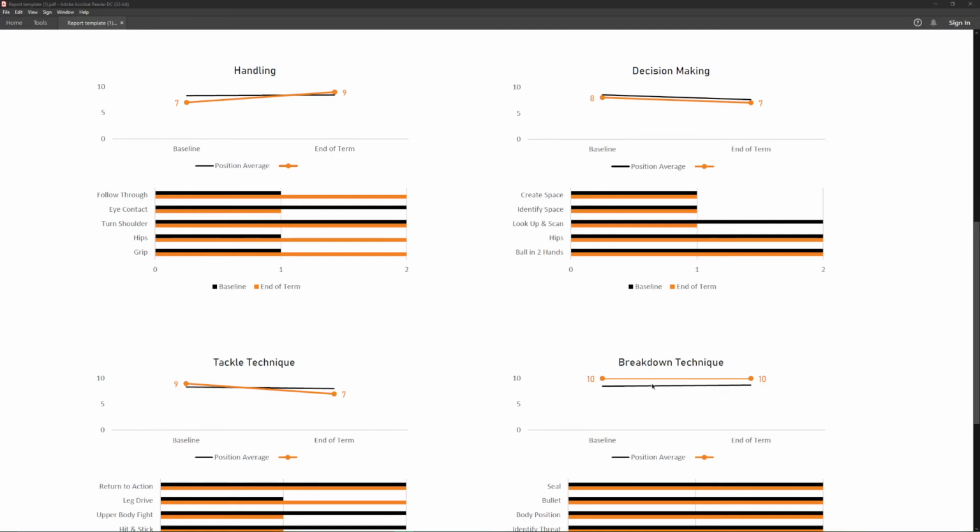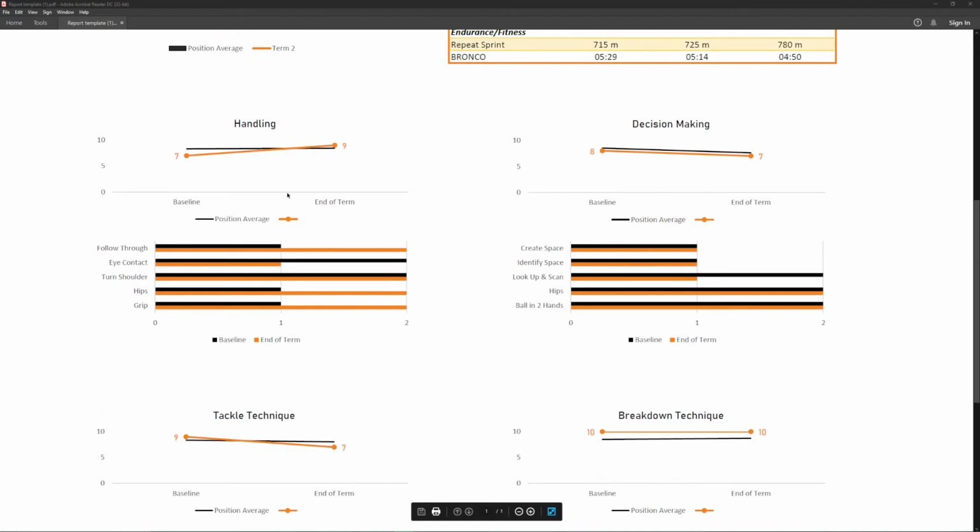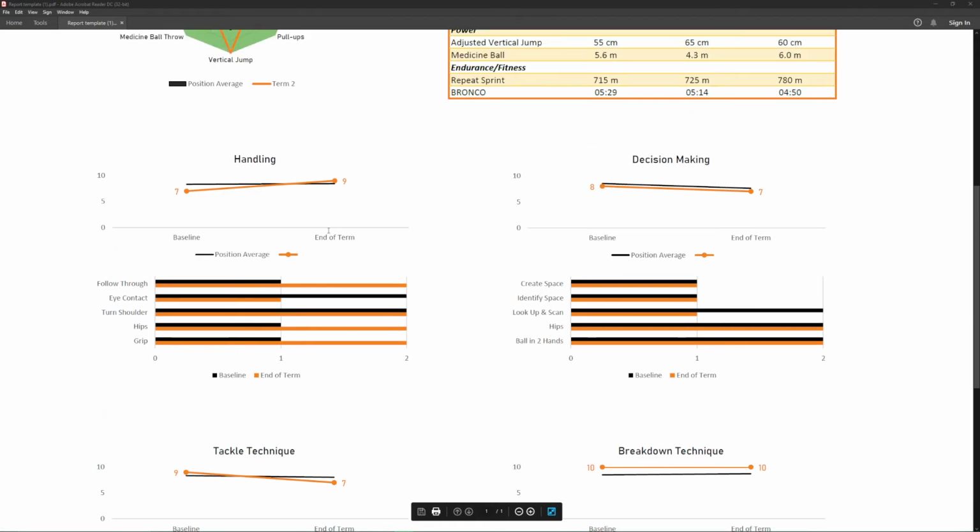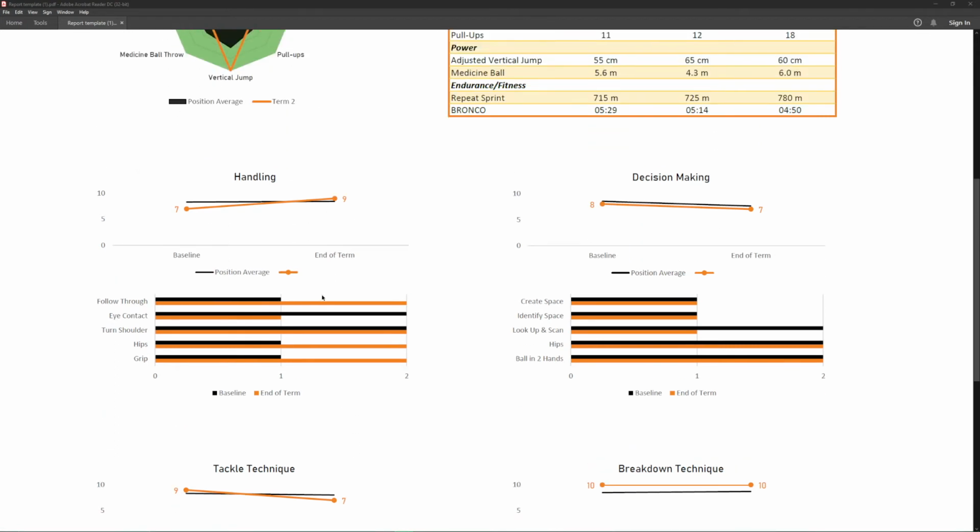These are the 4 core skills that we monitored in this term and that we placed emphasis on as we approached matches and started playing matches. So the process of each of these and the chart you're looking at is the same for all the different skills. So I'm going to just use handling as an example and take you through the handling chart. So at the top we have a line graph.